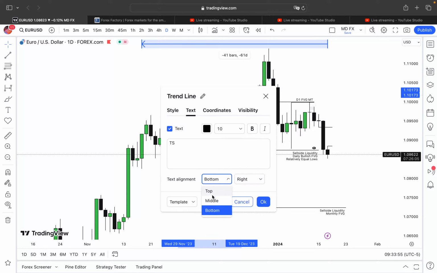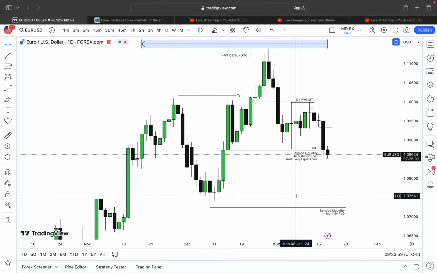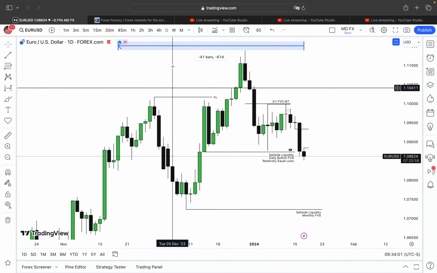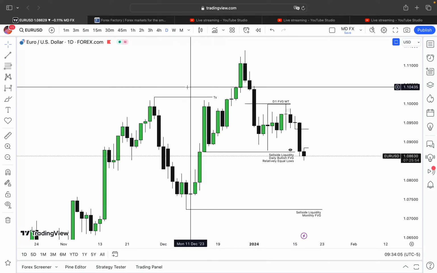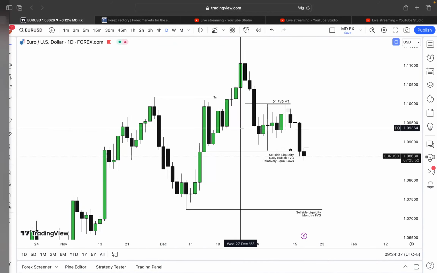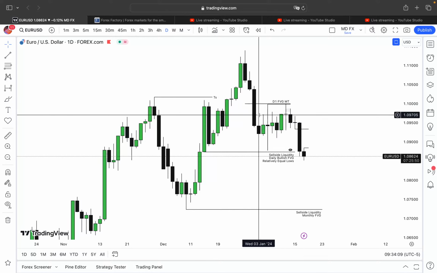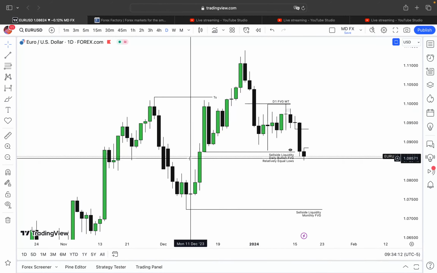Let me put that right in the middle, make this small, and there we go. So we have turtle soup down here. Then after the turtle soup, the price tagged the daily fair value gap. So what is next? A breaker.